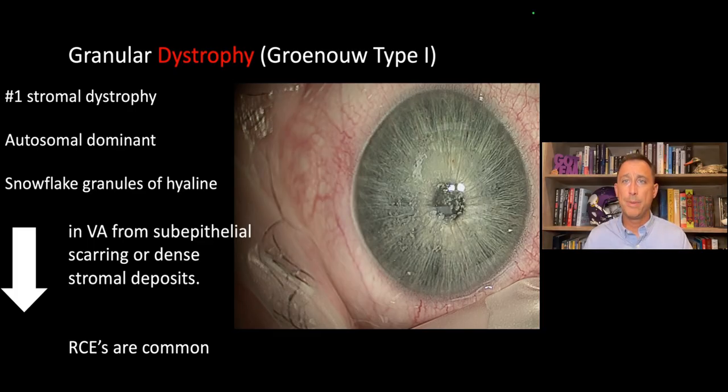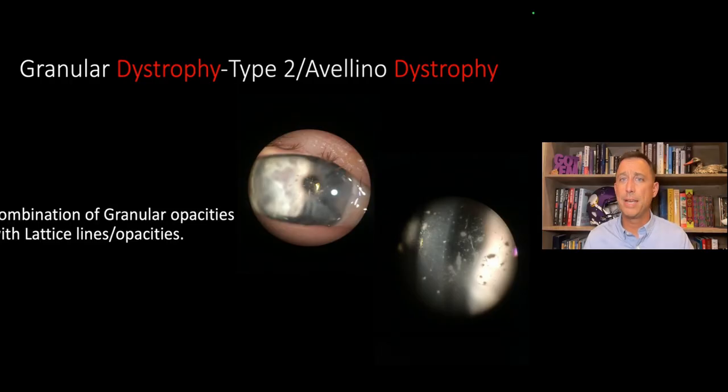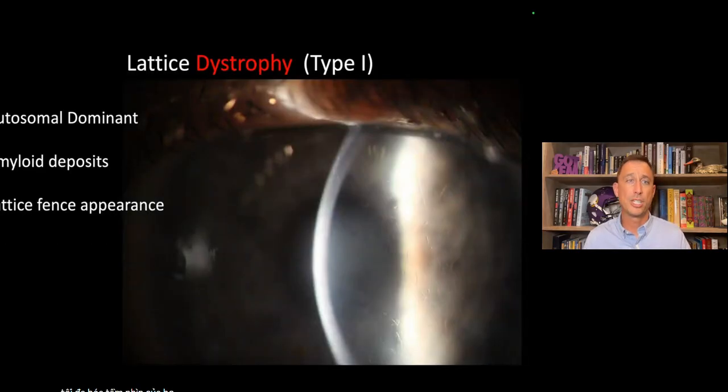There's two different types. There's granular dystrophy type 1, which are just the granulars. And then there's granular dystrophy type 2, which is called Avellino. You see the granular part, but you also see these kind of lattice line opacities that form as well. Again, a stromal dystrophy, it's a wait and watch approach, maximize their vision. Stromal, tougher to treat with PTK or SK, typically would lead to some type of transplantation.